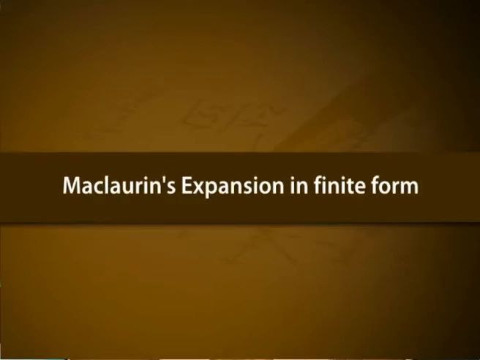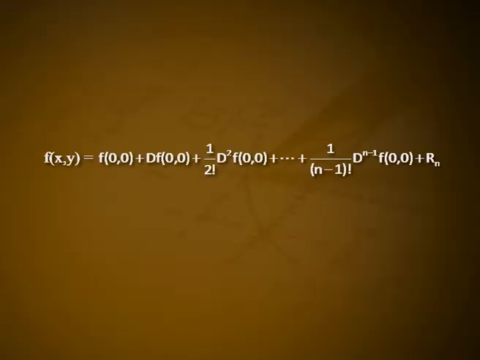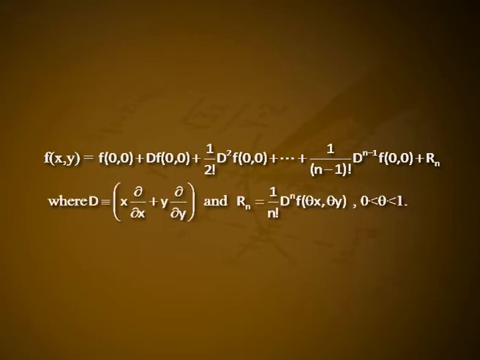Maclaurin's expansion in finite form. If we put a = 0, b = 0, h = x, k = y in Taylor's theorem, it takes the form f(x, y) = f(0, 0) + Df(0, 0) + 1/2! D²f(0, 0) + etc. + 1/(n−1)! D^(n−1) f(0, 0) + Rn, where D is equivalent to x ∂/∂x + y ∂/∂y and Rn = 1/n! Dⁿ f(θx, θy), 0 < θ < 1. This is the Maclaurin expansion in finite form.